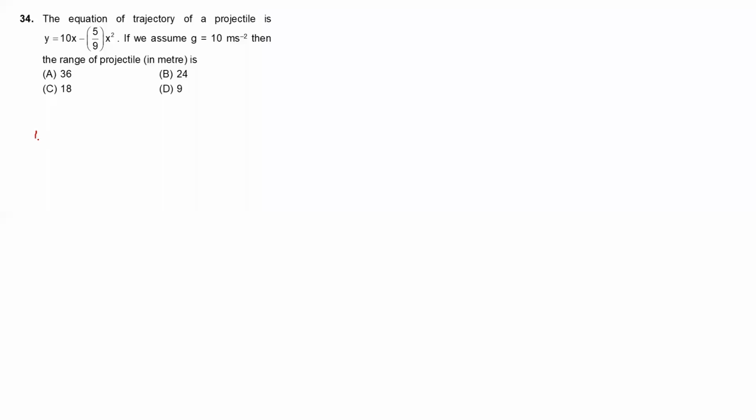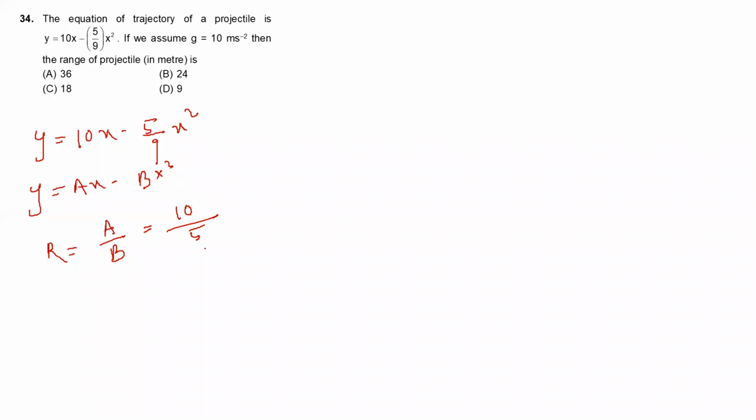Friends, y is equal to 10x minus 5 by 9 x square. This is the equation of trajectory given here. What is the range of the projectile? Friends, the normal equation is y is equal to ax minus bx square, and range R is always a by b. So a is equal to 10, b is 5 by 9. That is 10 into 9 by 5, that is 18 meter. You can compare. The range is 18 meter.